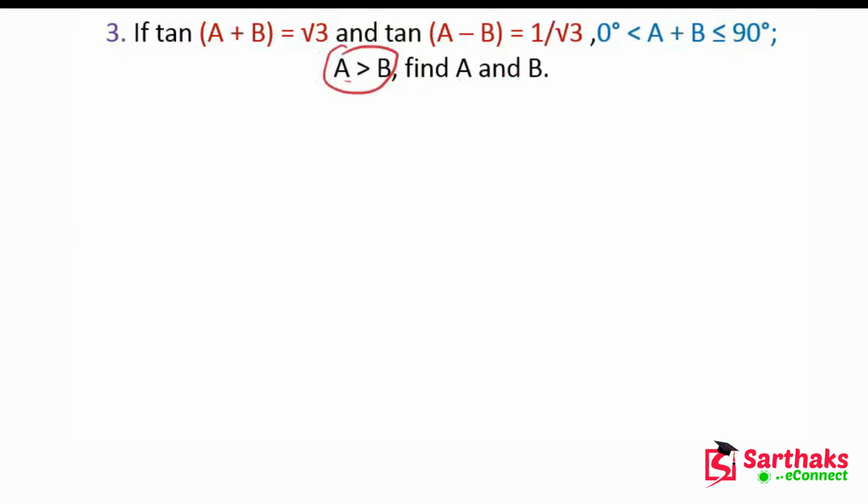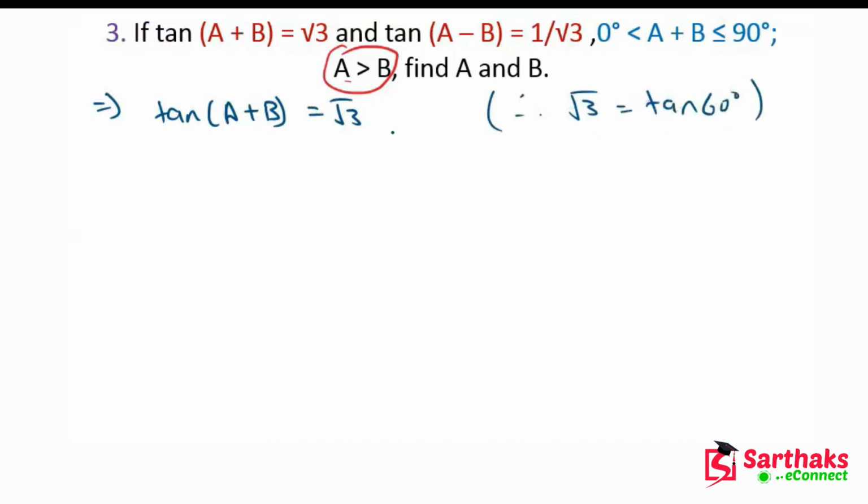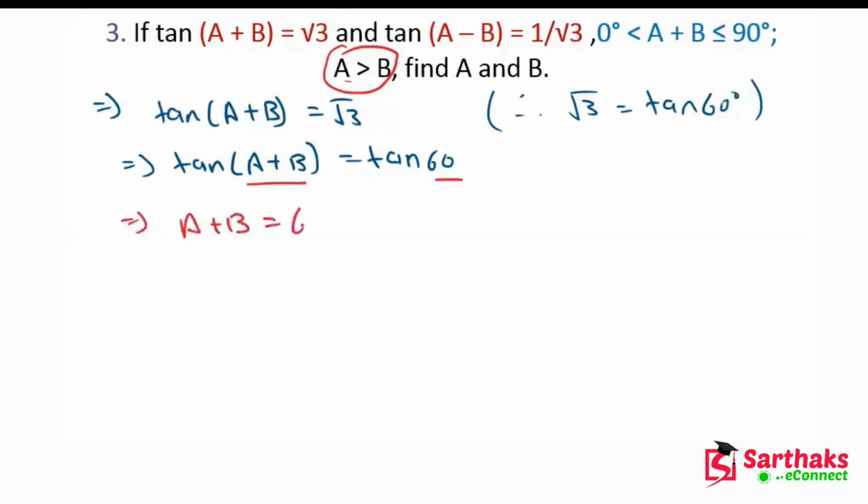Okay, yes, so we know that we have tan(a plus b) is equal to root 3 and we know the value of root 3 is what? Tan 60 degree. Okay, so we can also write it as tan(a plus b) is equal to tan 60 degree. So now we are comparing this. So a plus b is equal to 60 degree. This is our equation number 1.